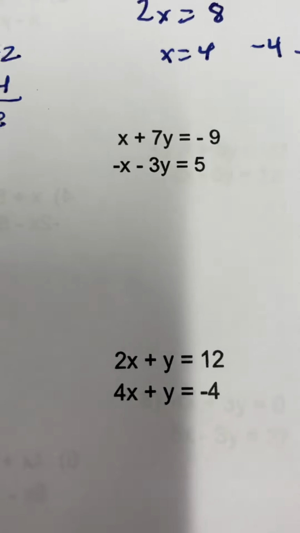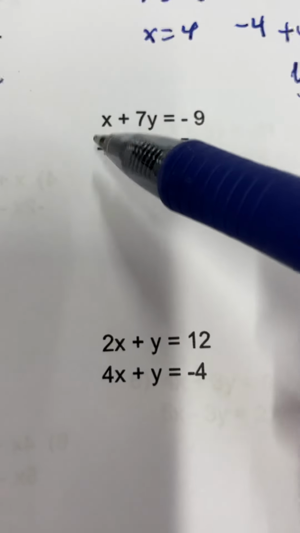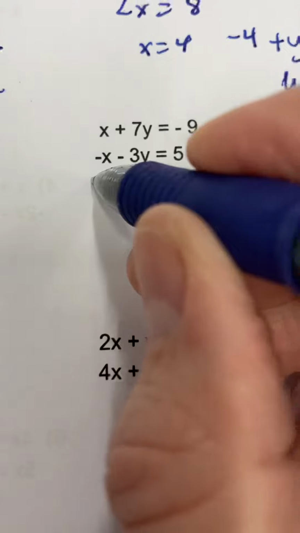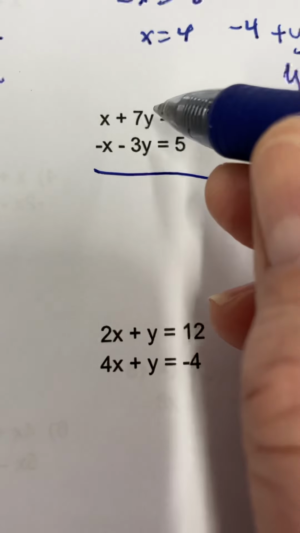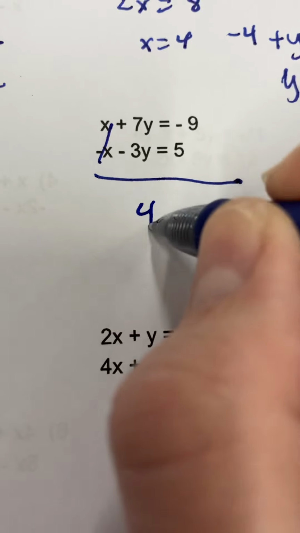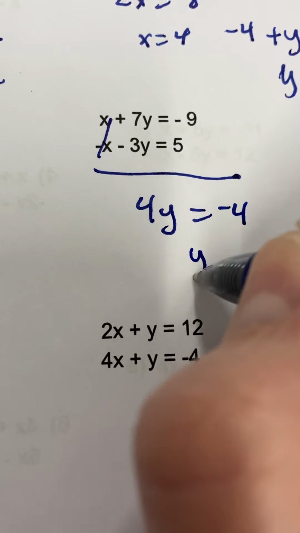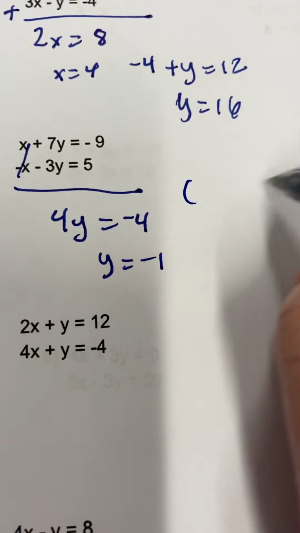All right, coming over here, it looks like my x's are set up for elimination. There's a positive 1 and a negative 1, so they will cancel out. I'm going to add down 7y. Those will eliminate. 7y minus 3y is 4y. Negative 9 plus 5 is negative 4, so y is equal to negative 1.